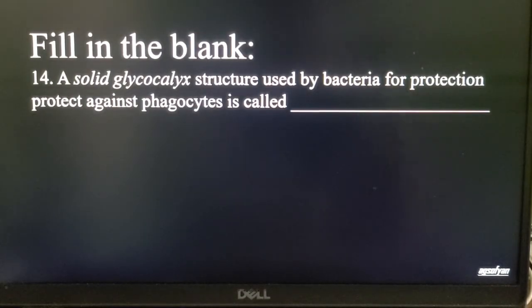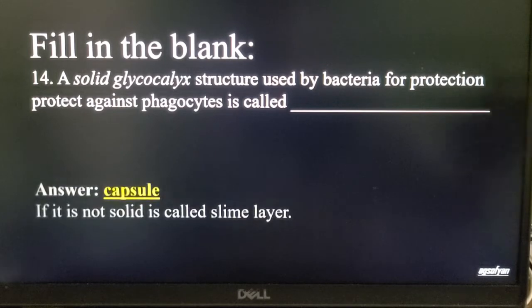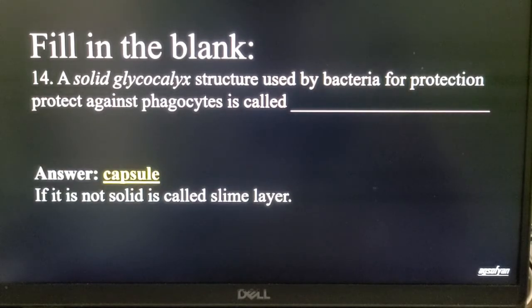Okay, fill in the blank. Number 14. A solid glycocalyx structure used by bacteria for protection against phagocytes is called blank. Remember, solid glycocalyx. What do you call that? Write your answer. The answer should be capsule. Remember, capsule is a solid glycocalyx. Another type of glycocalyx is slime layer, which is not solid. So if it is not solid, then it is called slime layer.